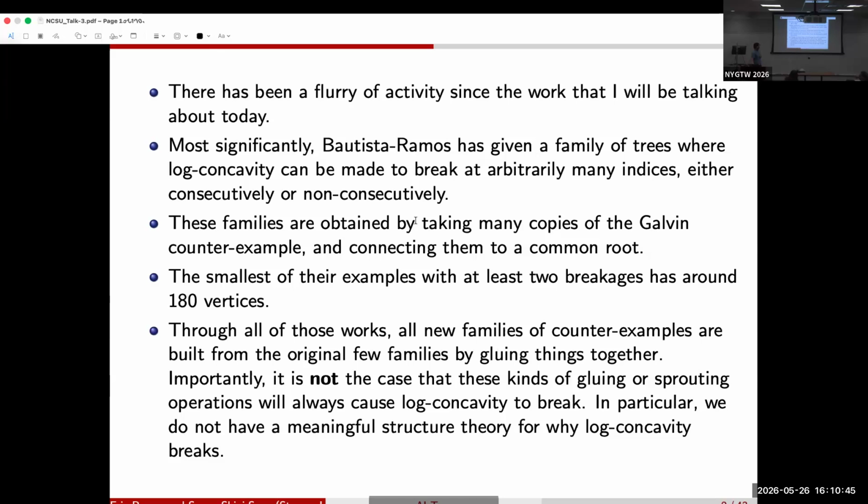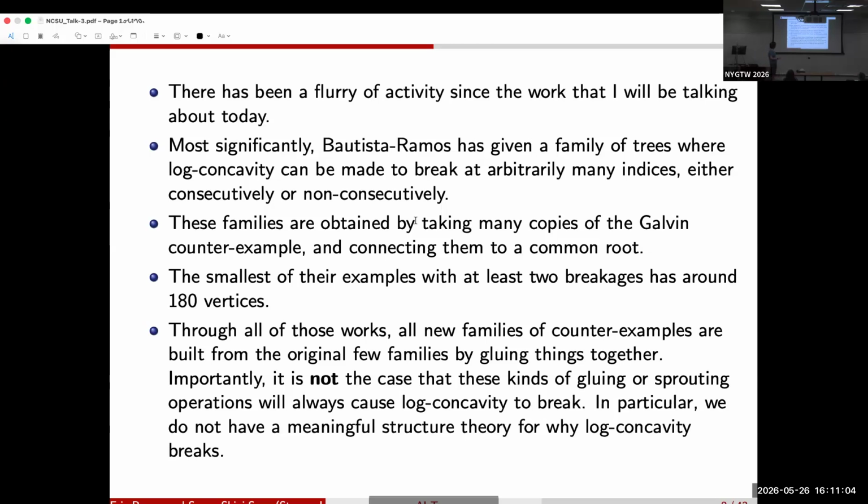This is still all computational? So, as I said, they have an explicit construction, which is basically take many copies of the Galvin thing and then glue them together. And then they just prove explicitly that the independent set sequence breaks at some number of indices.